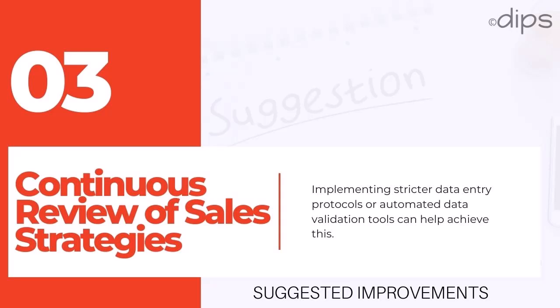Finally, continuously review and adjust your sales strategies based on ongoing analysis. Regularly revisiting your data and adapting your approach allows you to stay agile and responsive to market changes. By doing so, you can ensure that your strategies remain aligned with your business goals and customer needs.